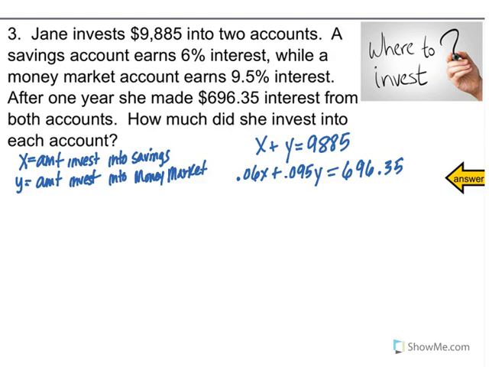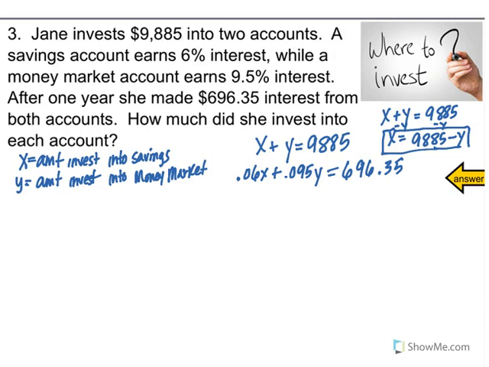Now, I'm solving this using substitution, and so I'm going to have to change one of the two equations to solve for one of the variables. So I'm going to solve the top equation for x, because when I plug it into the second equation, it's going to be easier to multiply everything by 0.06 than it is to multiply everything by 0.095. So x plus y equals 9,885. When I solve it for x, it would be x equals 9,885 minus y. So there is my new equation that I'm going to use to substitute in.